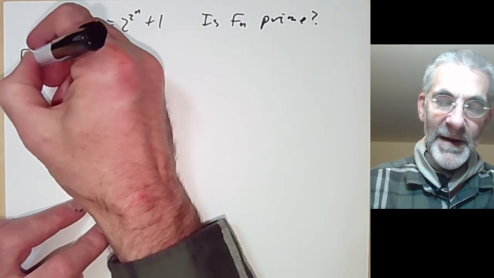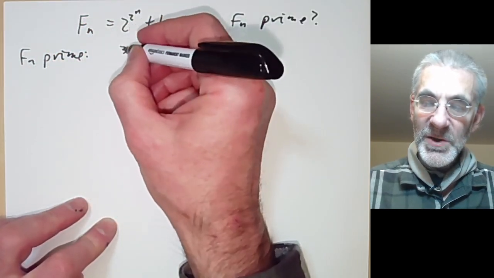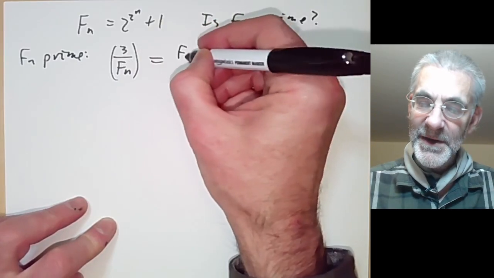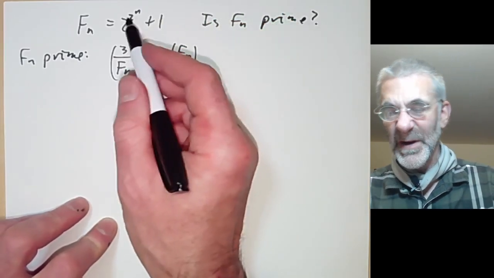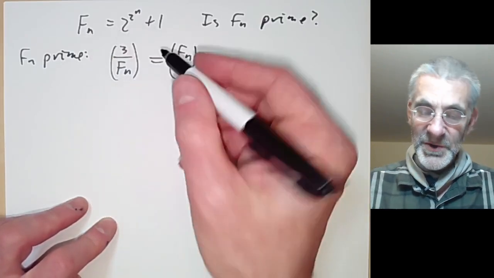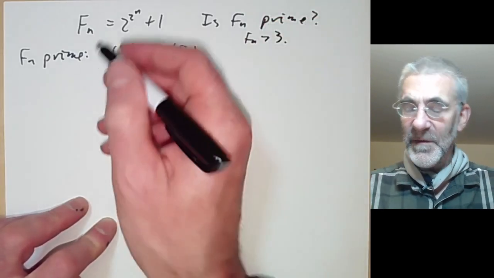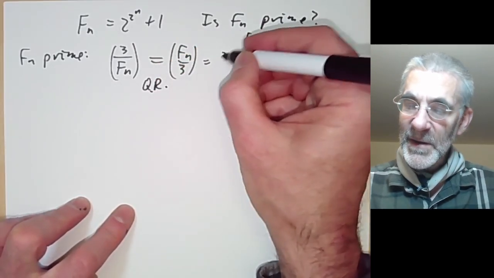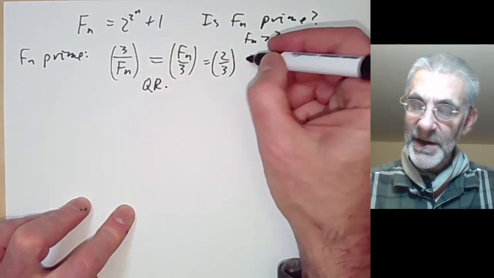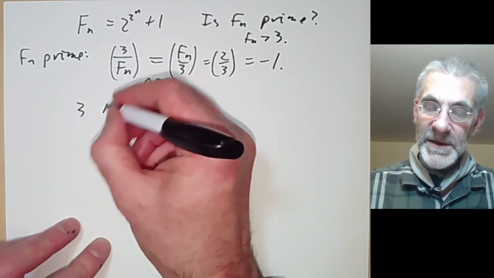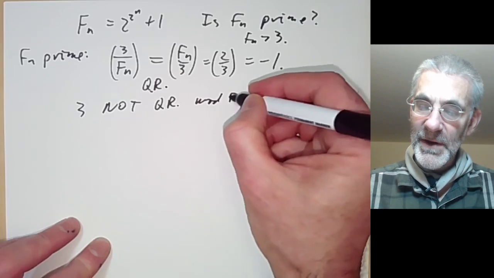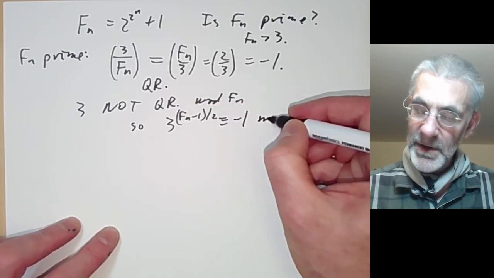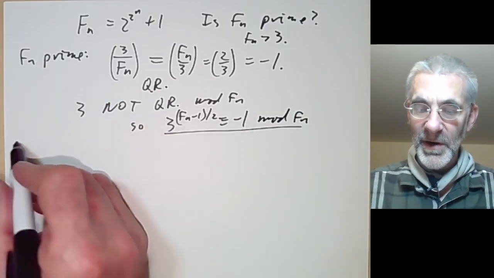Well, suppose F_n is prime. Then let's look at whether 3 is a quadratic residue of F_n. Well, (3/F_n), we can use quadratic reciprocity to say this is (F_n/3) because F_n is 1 mod 4, unless, well, if F_n is 3 that's not true, but let's take F_n greater than 3. If you have trouble checking whether 3 is prime, you really have problems. So this uses quadratic reciprocity, and this is equal to (2/3), because F_n is 2 mod 3, as you can easily check, and this is equal to minus 1. So 3 is not a quadratic residue modulo F_n. So 3^((F_n-1)/2) is congruent to minus 1 mod F_n. That's if F_n is prime.